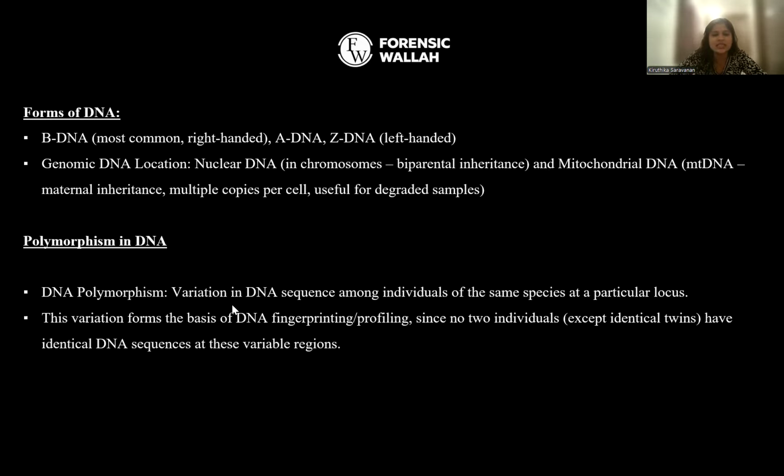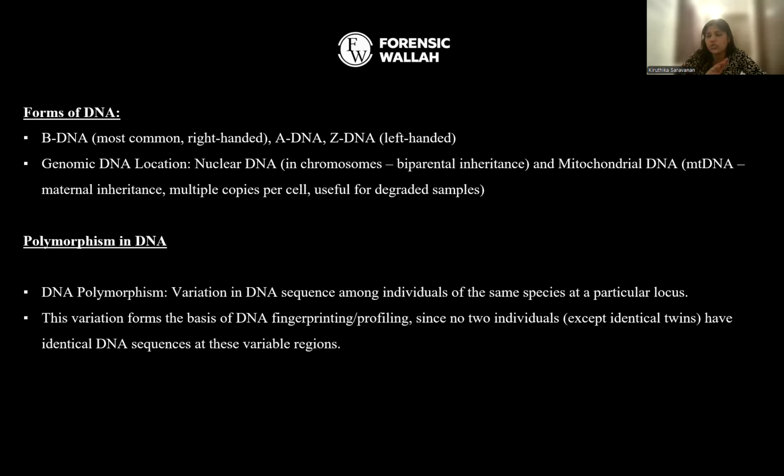As you can see, it is variation in the DNA sequence among individuals of the same species at a particular locus. Locus is nothing but the location. At a particular location of the DNA sequence, there will be a slight variation in the nitrogenous base pair or the nucleotide base. That is basically DNA polymorphism. Clear? And this variation forms the basis of DNA profiling or DNA fingerprinting, basically to identify individuals.